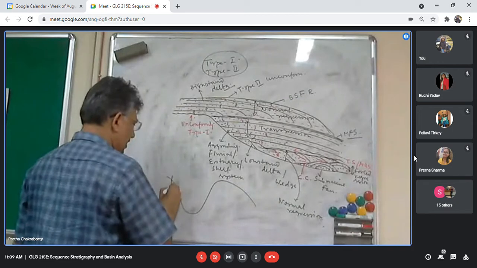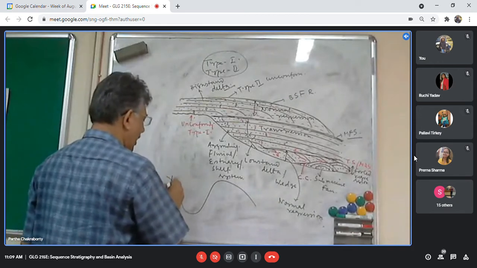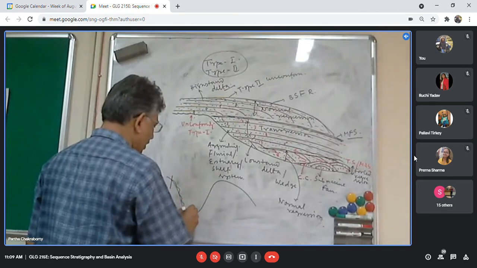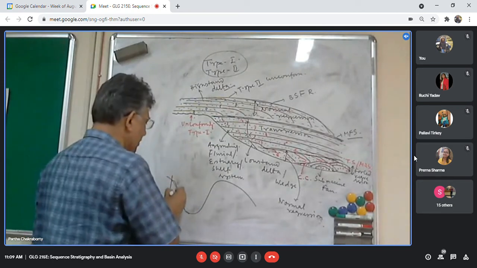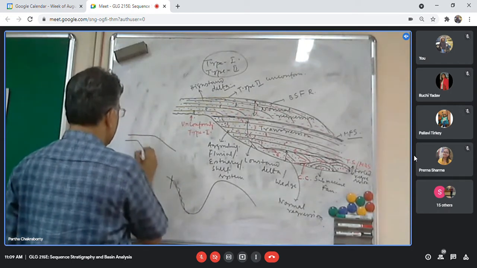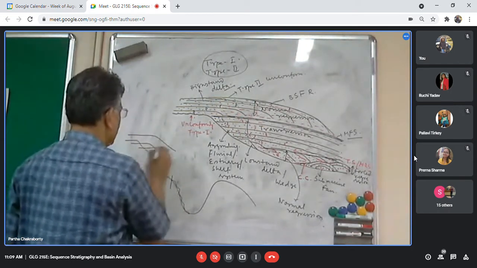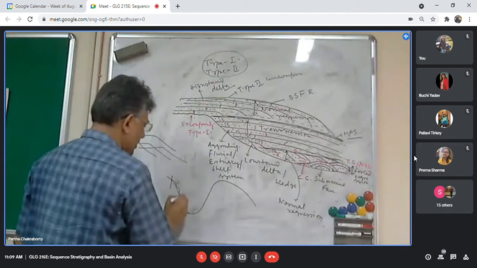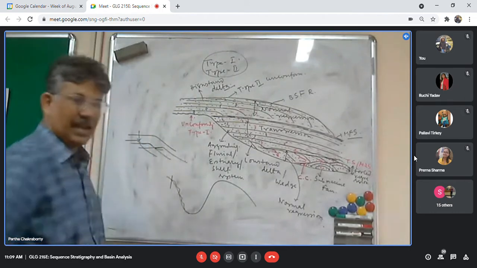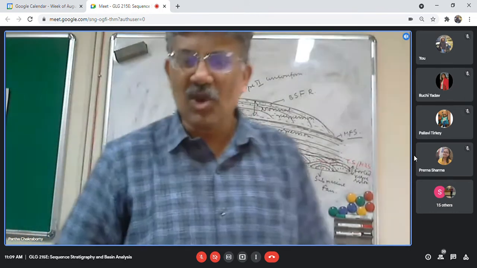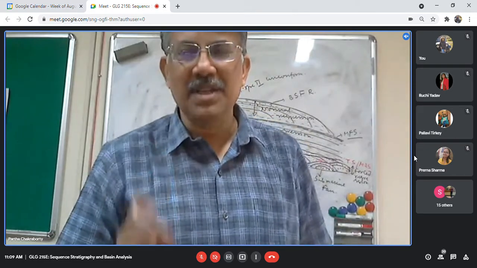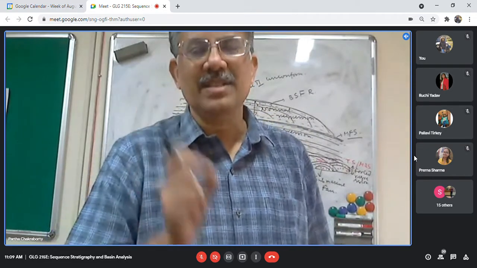If I start with this, this is the first fall of the base level. So for the entire period there will be unconformity generation. It is a successive fall. Fall is not a single event, but successive fall, successive fall, successive fall, and continuously the unconformity is forming. So what is an unconformity? Is it a synchronous surface or a diachronous surface?